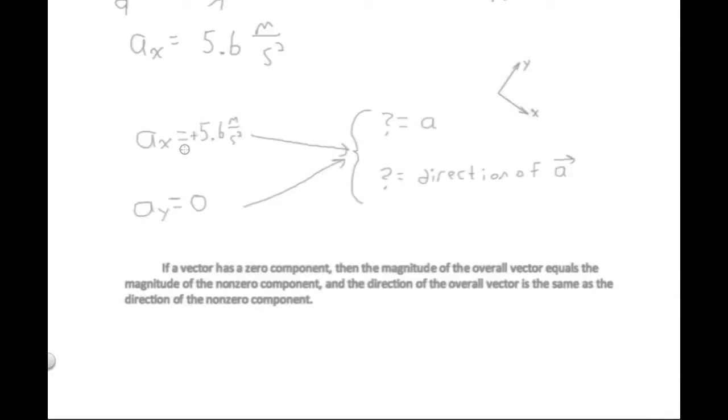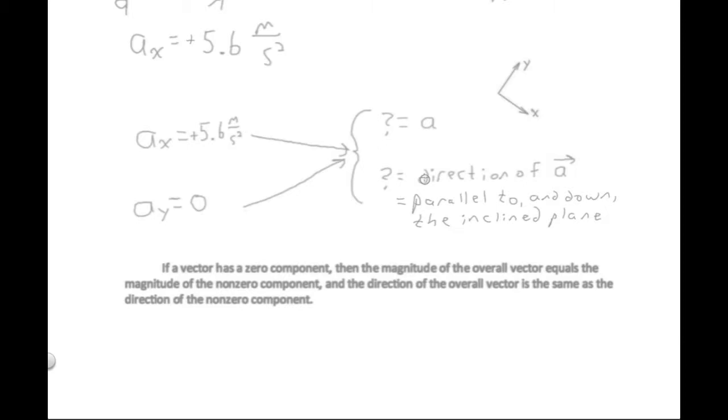Well, a sub x is positive, so it's pointing in our positive x direction. So we can say that the direction of, and remember we're saying that because this component is 0, the direction of the overall vector is the same as the direction of the x component. That's pointing in the positive x direction. We can describe that as pointing down the inclined plane, parallel to and down the inclined plane. Our positive x direction points parallel to and down the inclined plane. So the overall vector has the same direction as the x component.